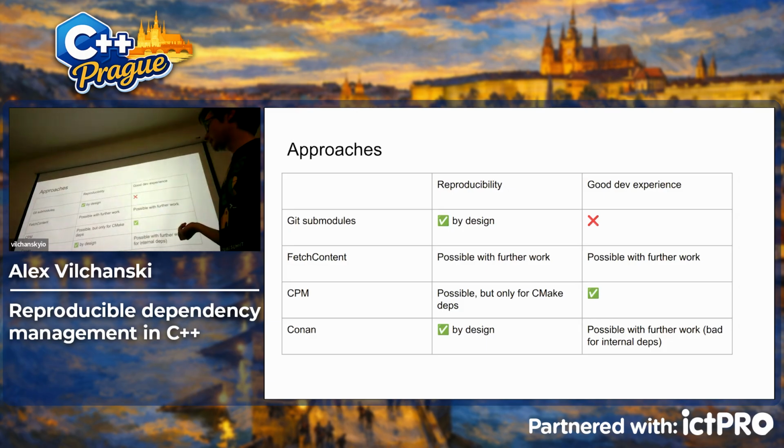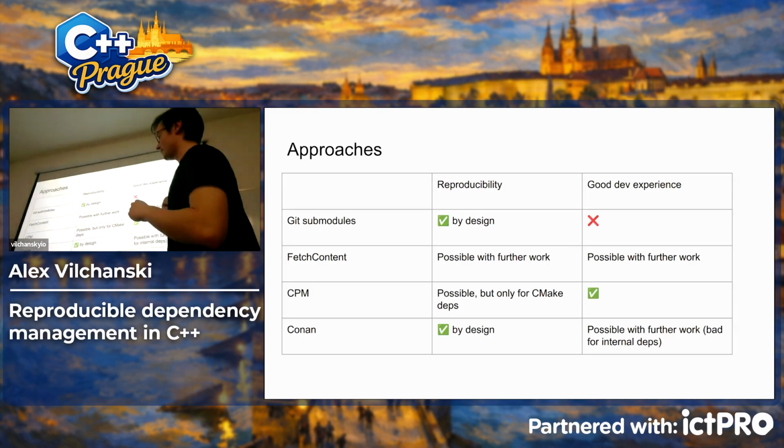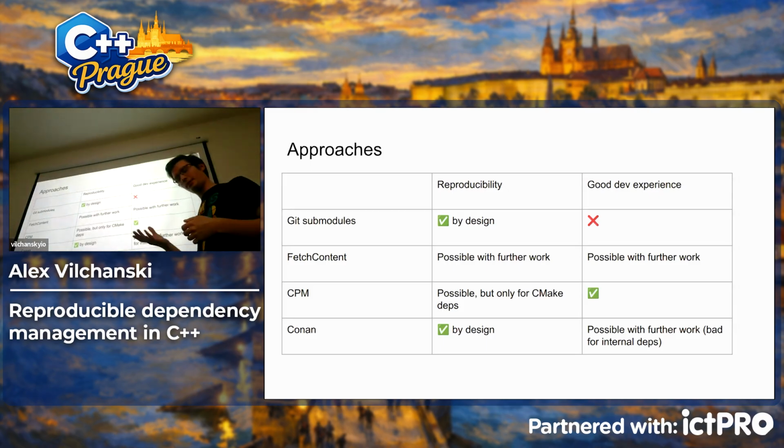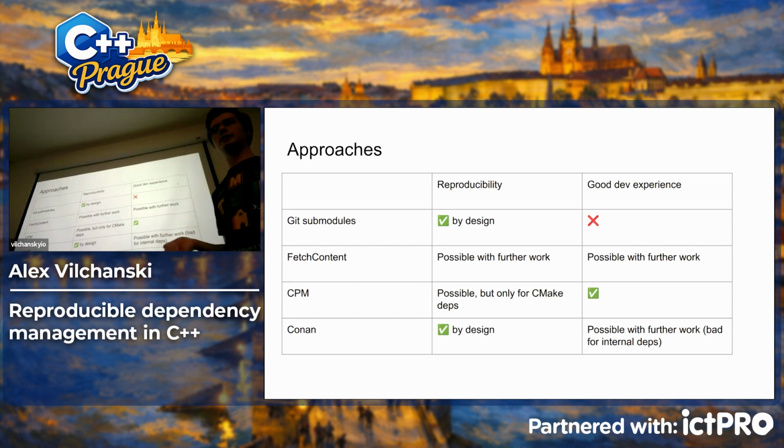For CPM, reproducibility is possible if you lock your dependencies to a commit hash. But also, of course, you have to remember that CPM is only a CMake package manager. It does not do any other dependencies. So if your whole ecosystem of dependencies is CMake buildable, and they have CMake build systems, okay, that's that one.